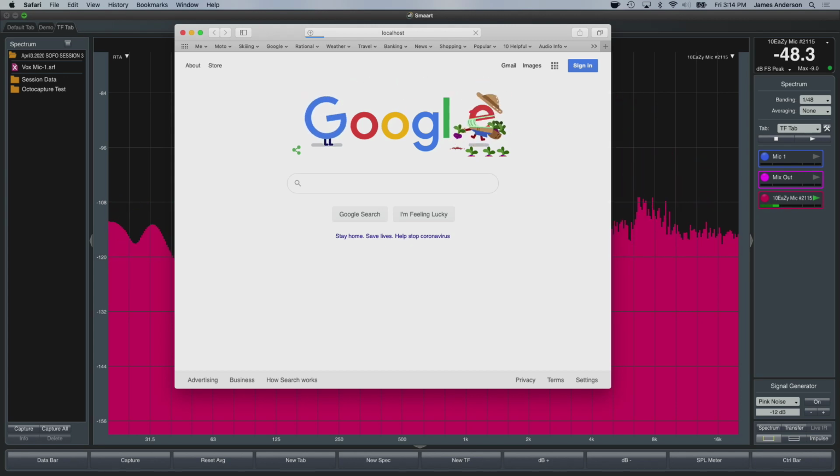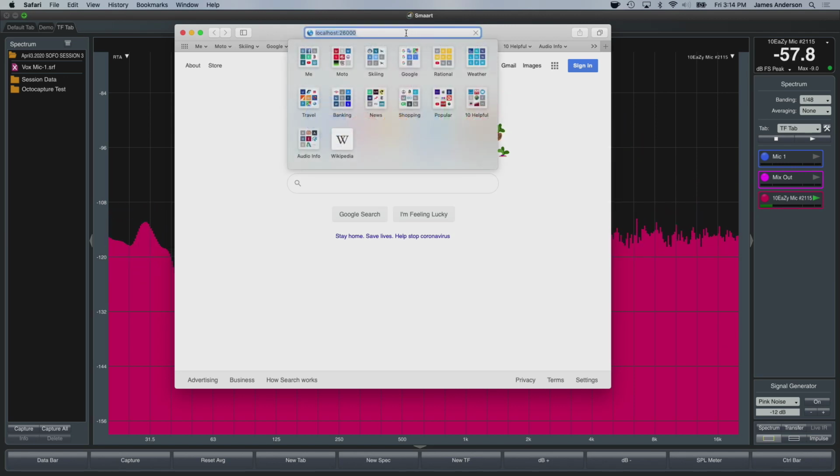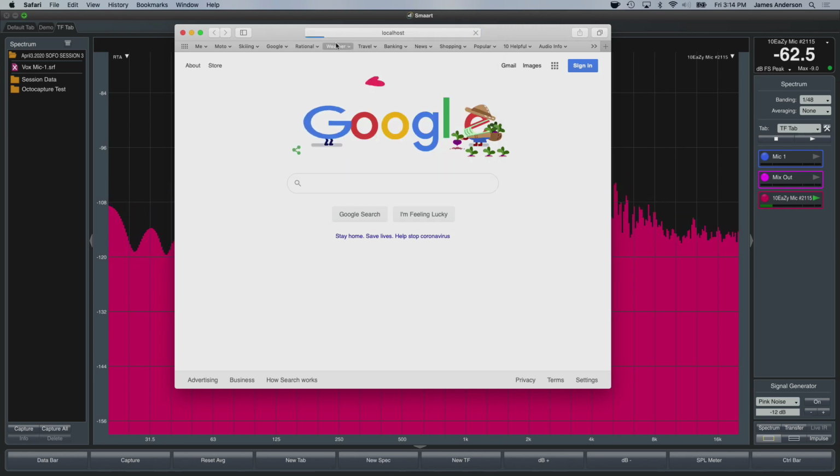I mean, because guess what also has a web browser? Your iPhone, your whatever you're using. So, connecting to the information from SPL can be done basically to any device that has an internet connection.